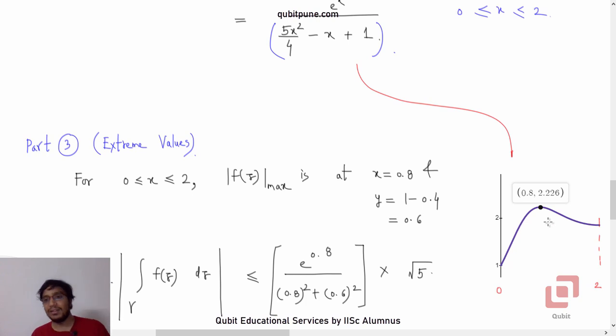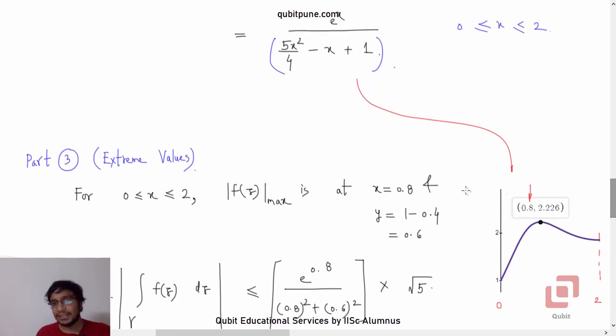Alright, and you can see that this function has its local maximum at the point x equal to 0.8, and the value is 2.226. But what I have done is I have actually found out the exact value of m. It is an irrational number for sure. So how to do it?